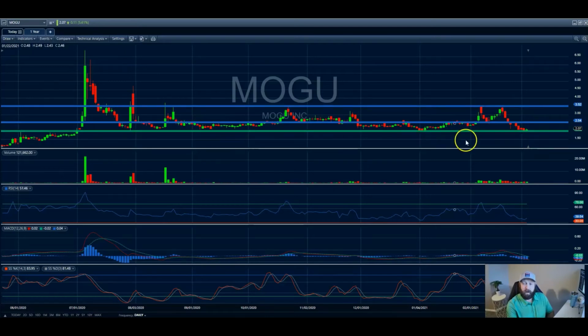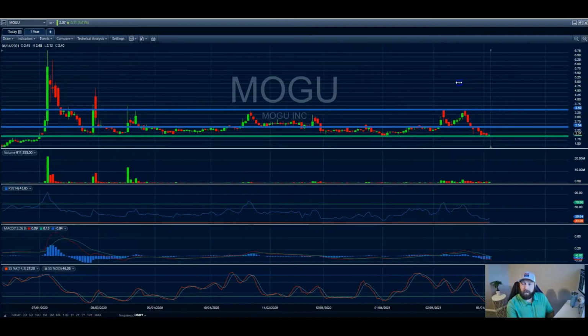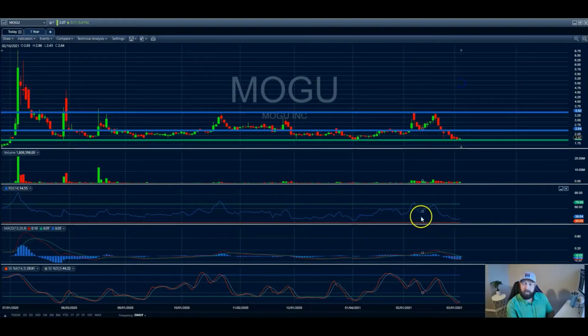Now, whenever I'm playing a breakout, I typically don't use any indicators, but for oversold chart patterns, I do. I use RSI, MACD, and the slow stochastics. Basically what I want to see is 2 out of 3 of these either trending up or starting to trend up. If we look at our RSI here, we can see that we bottomed out yesterday and we have started moving up.